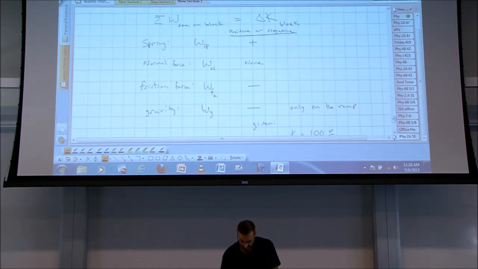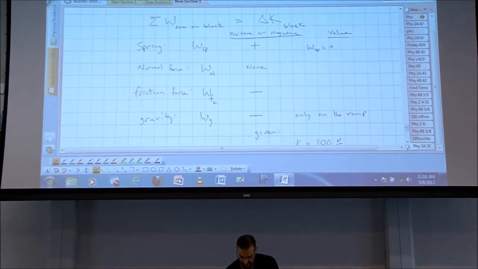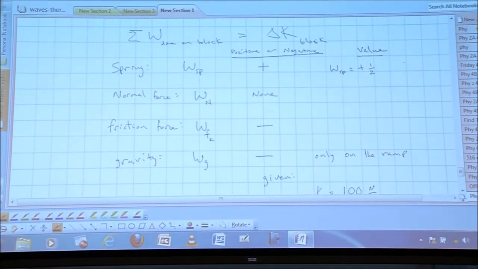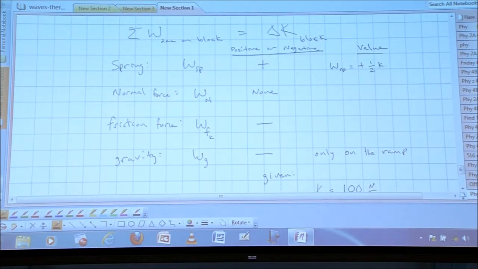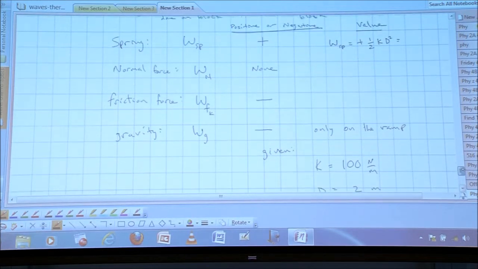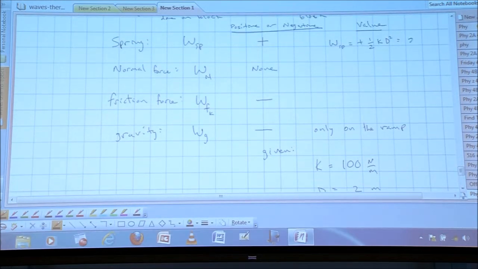So what do we get over here for all the work done? Work done by the spring is positive 1/2 kx squared, right? And what is that in this case? It's 50 times 4. 200 joules? Did I get that right?